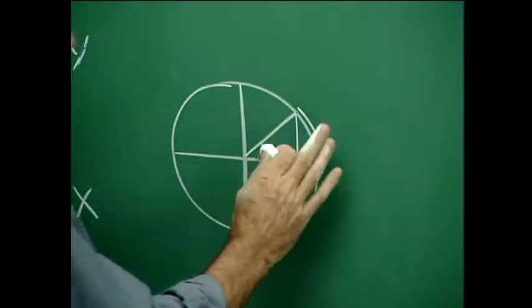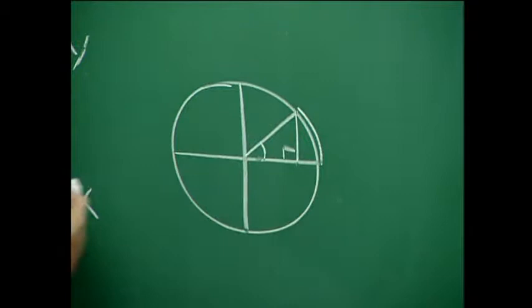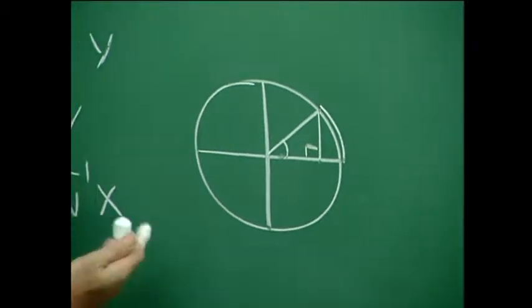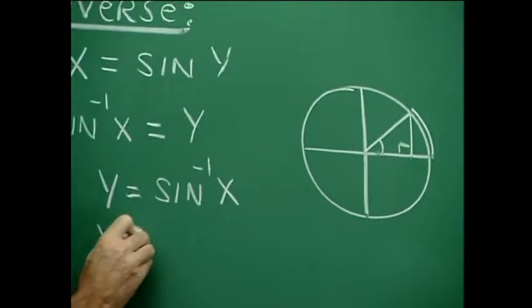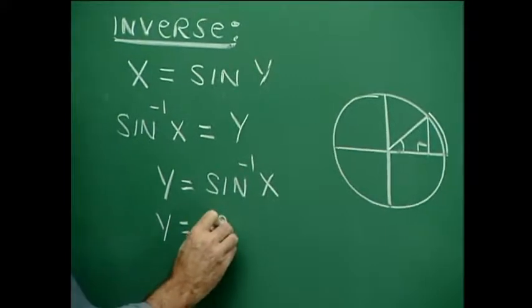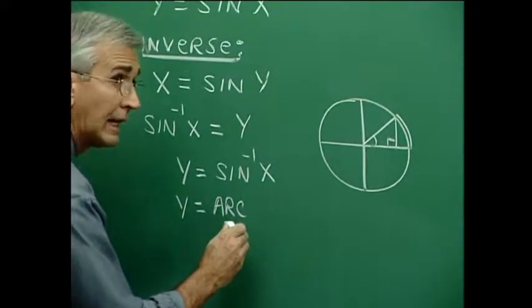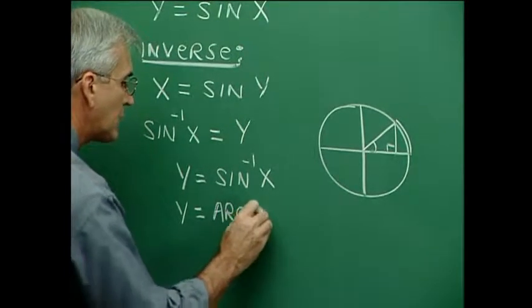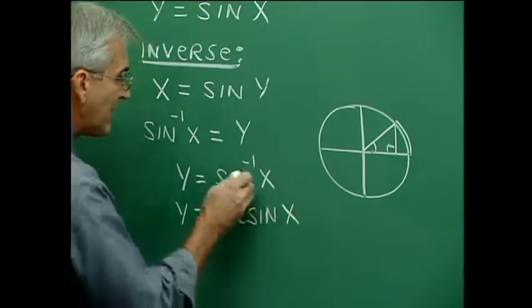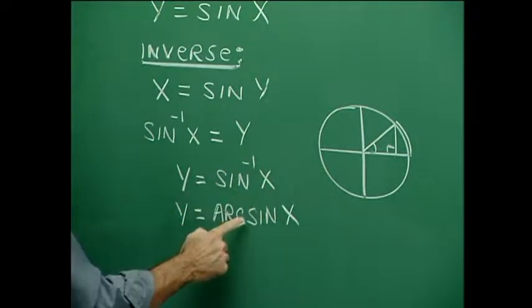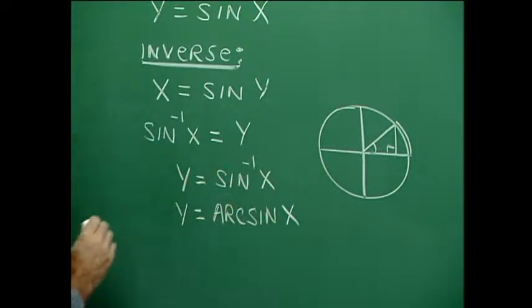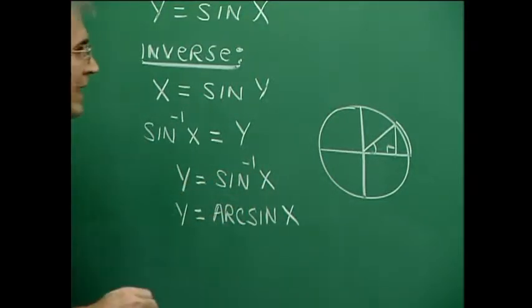Now, because of that kind of relationship, a lot of times this inverse sine of x is written as arc sine, because we're looking for the arc whose sine is x, you see? So it's written as arc sine x. Now, these two mean the same thing. Inverse sine of x, arc sine of x mean the same thing. All right, let's talk about domain and range a little bit.